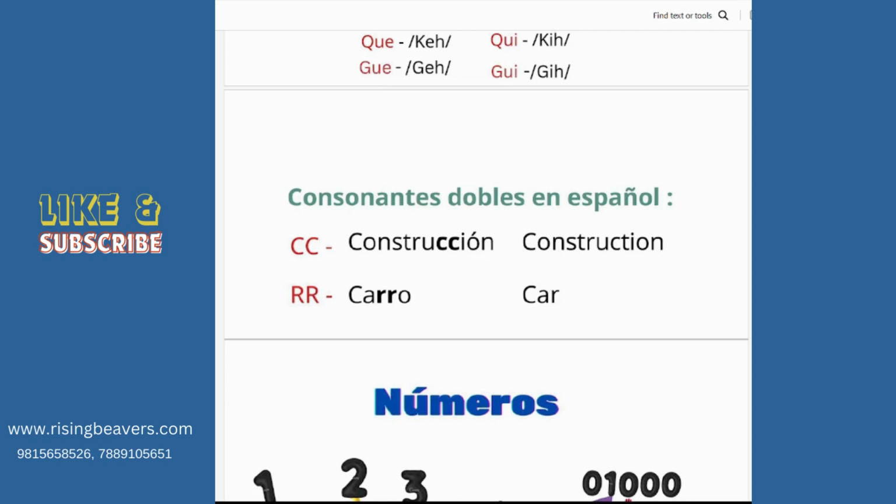What's its meaning? Construcción. It is written here, construcción, and the meaning is construction, right? So if you see a word is difficult and large, you can break the word, right? Construcción. See the first letter C. It is coming before a consonant, so we have to give the sound of K, and the second C we have to give its original sound, right? Because it is coming before the letter I. Construcción means construction. And the second one is double R. That is carro. Carro is car, right? Okay, so it is clear.